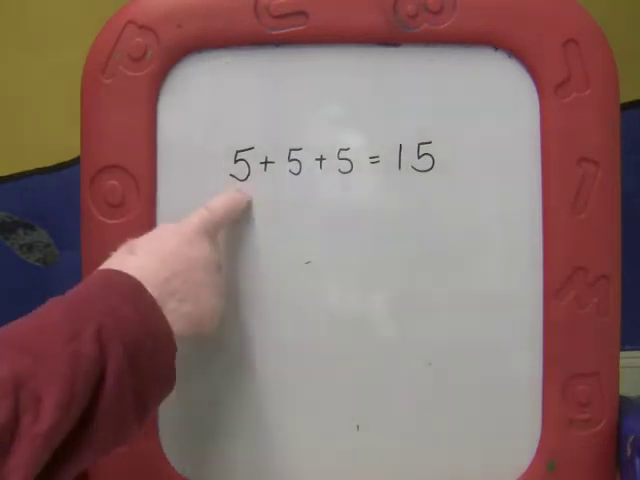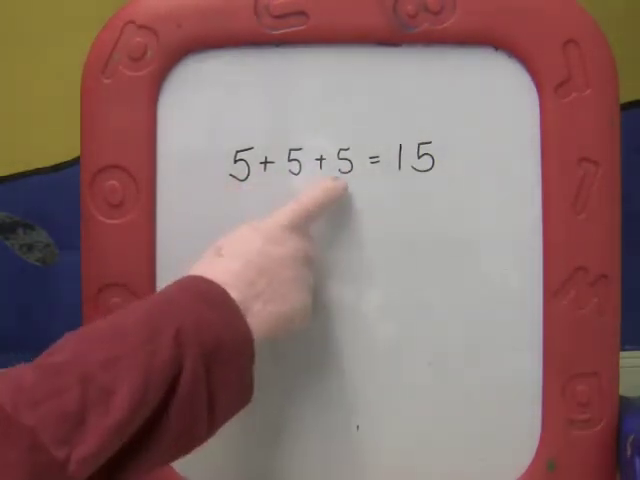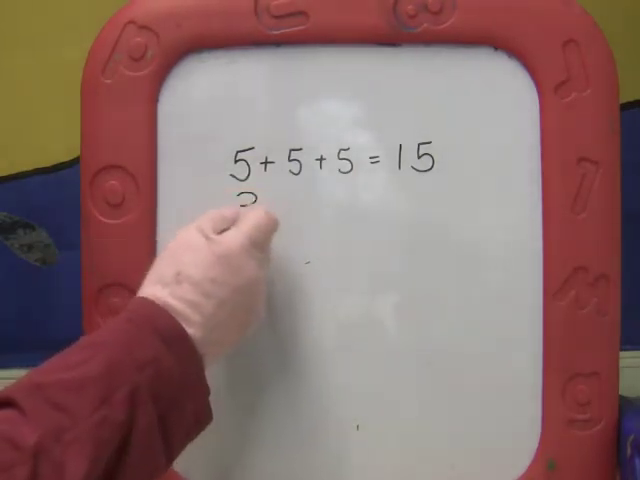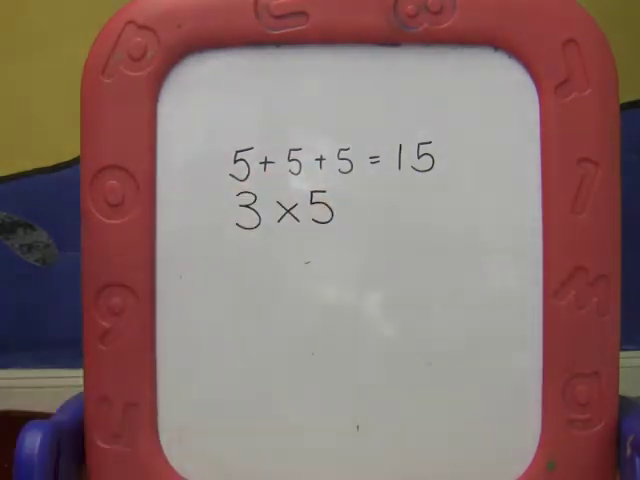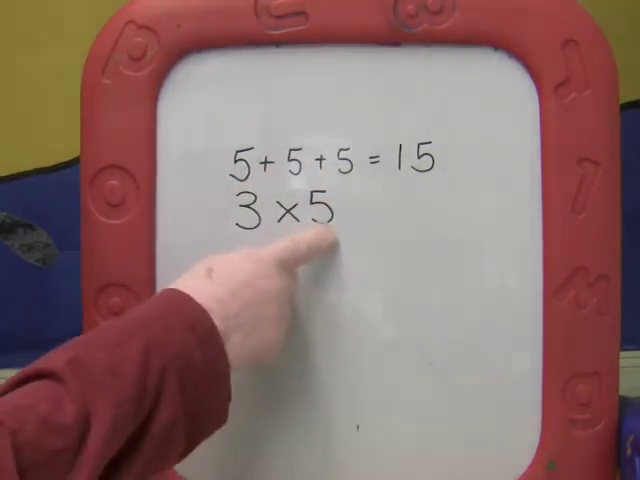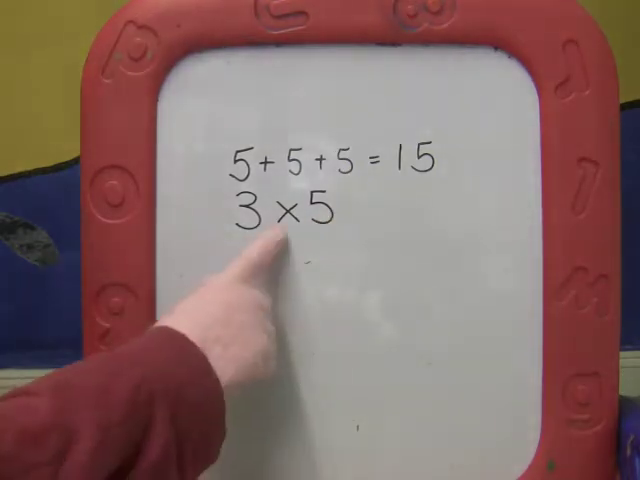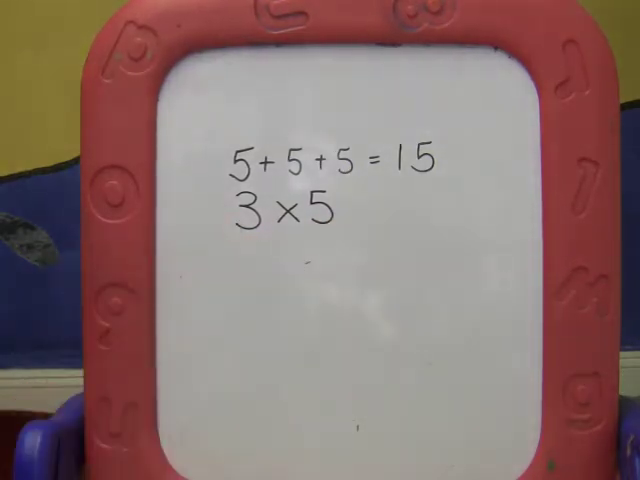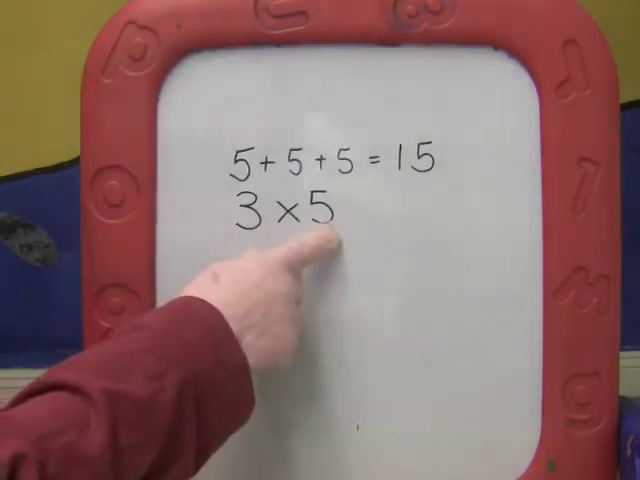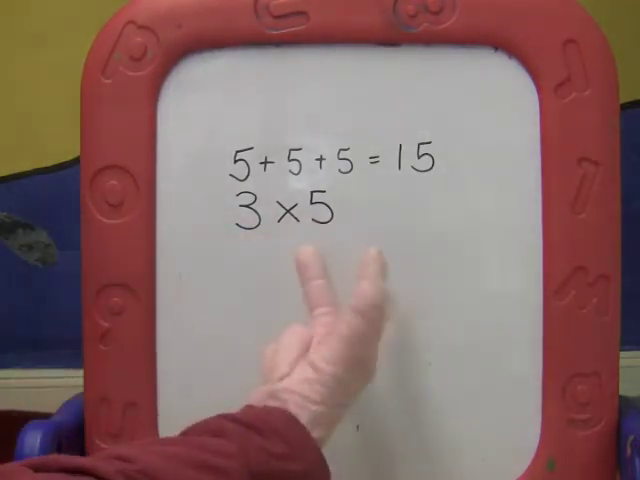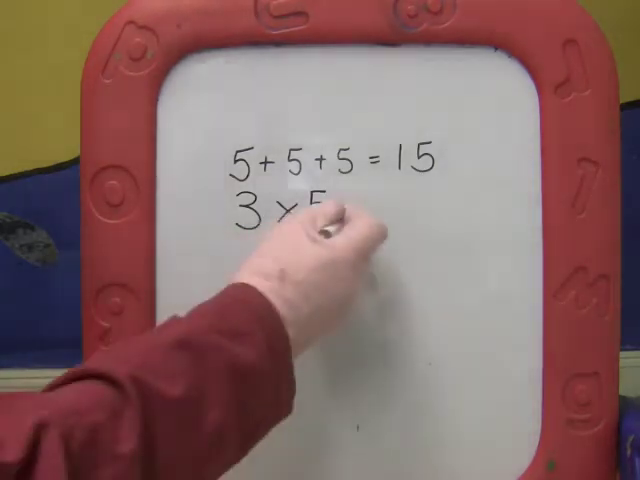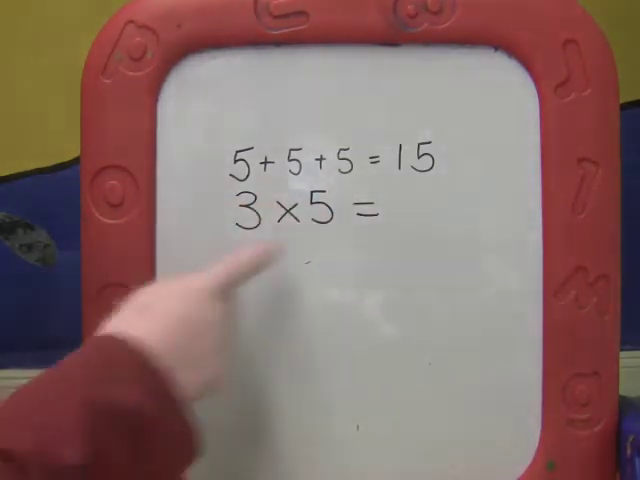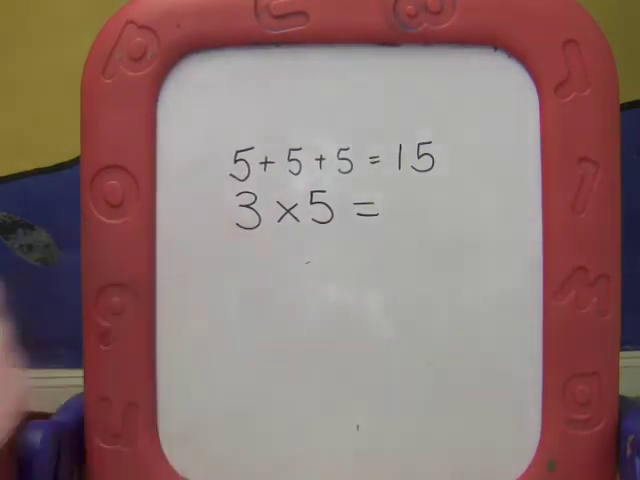5 and 5 and 5 is 1, 2, 3 times 5. I'm writing 5 3 times. I'm adding 3 5s. This is the symbol we use. It means keep adding that 3 times, or count up in 5s 3 times. 5, 10, 15. All we do when we see this sign is count up in that many times.